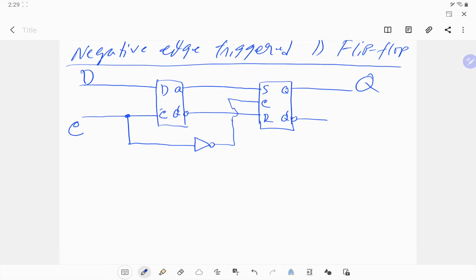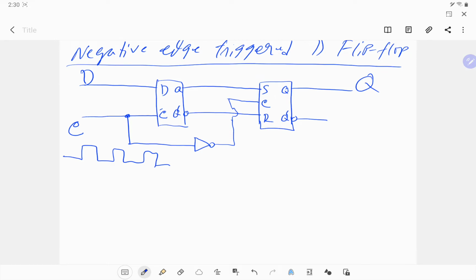So there are two latches in this case. The one latch is the master latch, and the other latch is the slave latch, and this is also called a master-slave flip-flop. We want to see the functionality of this flip-flop. So what actually happens here, for different regions of the clock pulse? The clock pulse is of this type.